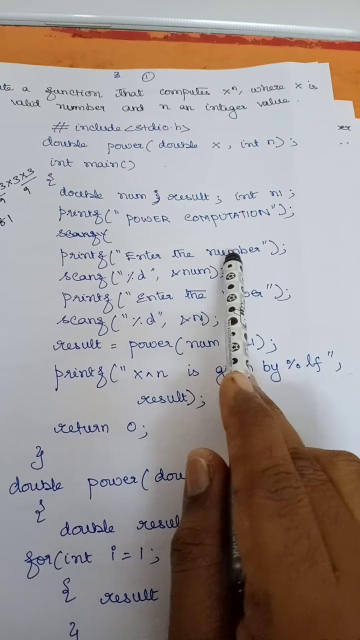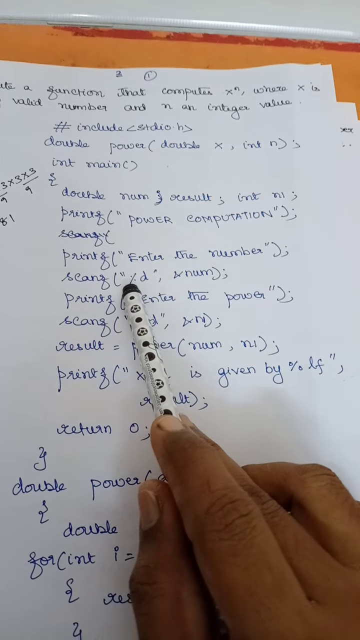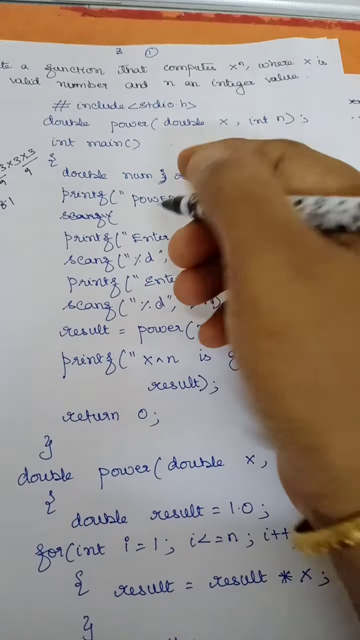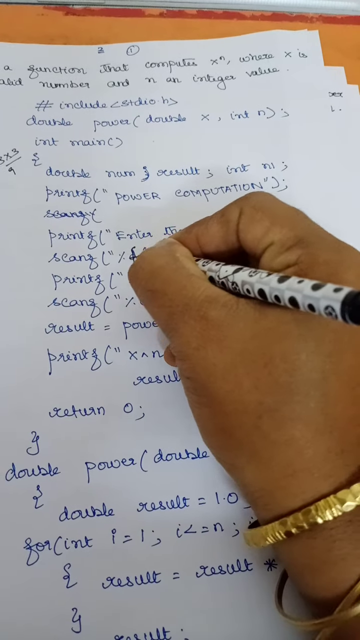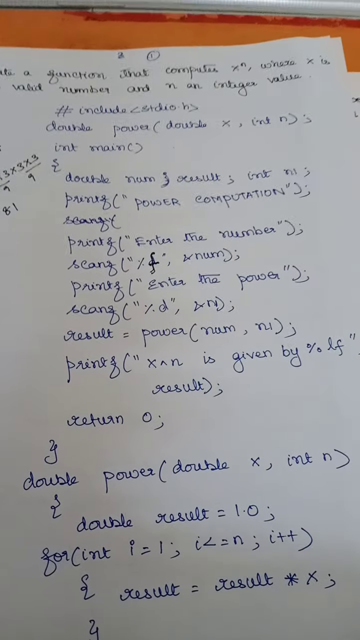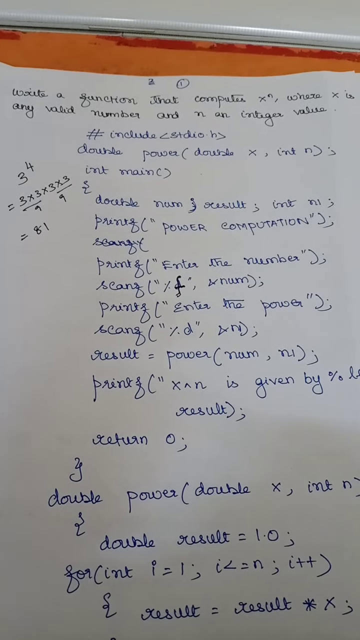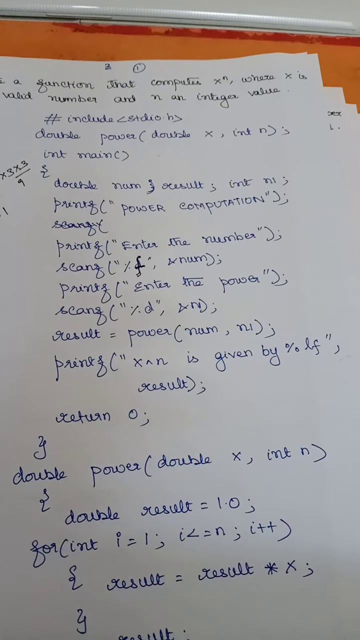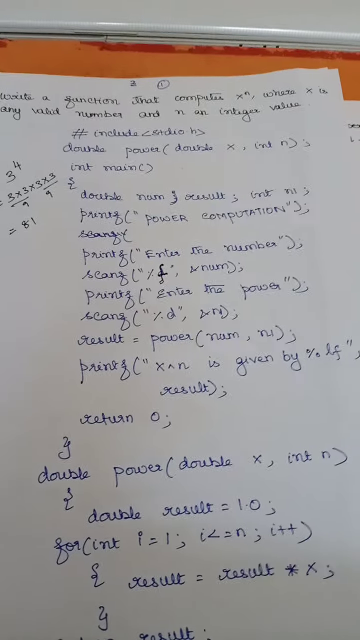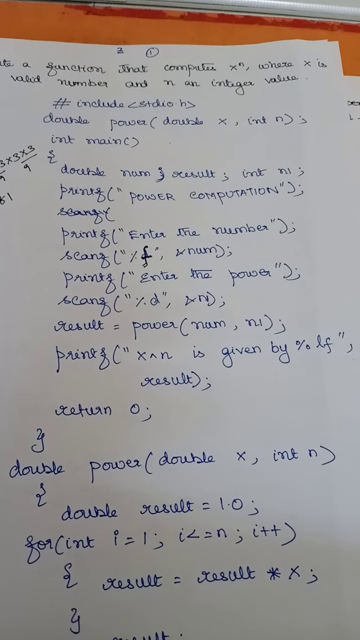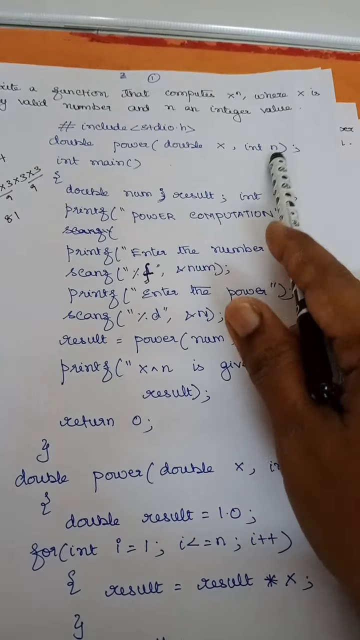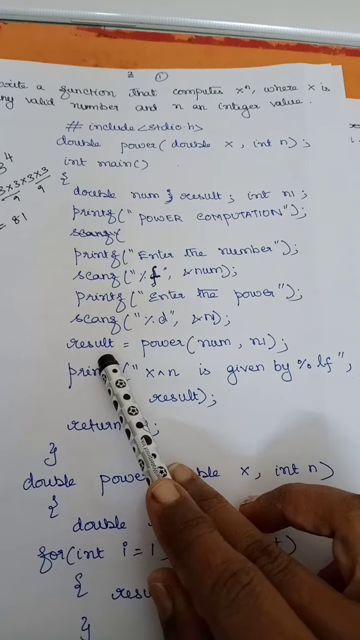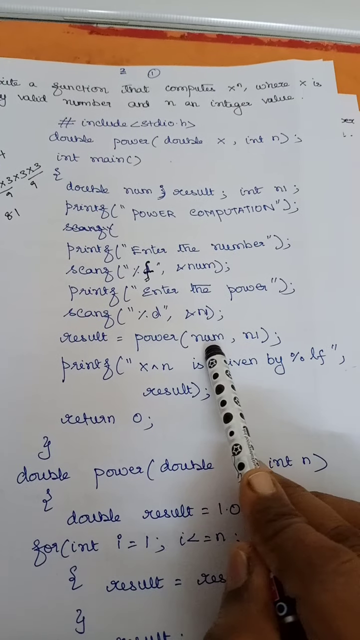So printf, enter the number. I am reading the number. Here this should be float, right? So the number is float, so I have to use %f, right? %f, ampersand num. So here I am reading the double value. Either I can use %lf for long float for double, or else I can just use %f, right? Printf, enter the power. Now I need this value, so for that I am asking the user, that is going to be n1. Now I am calling the function: result is equal to power of num comma n1.